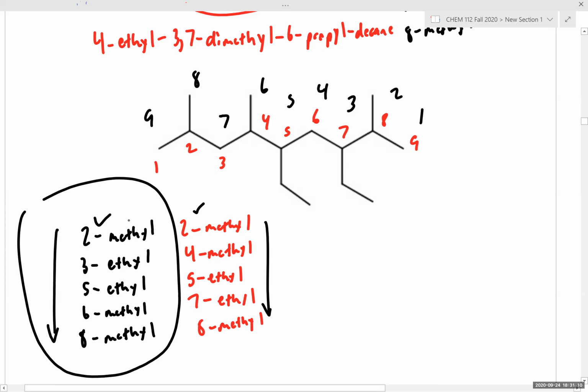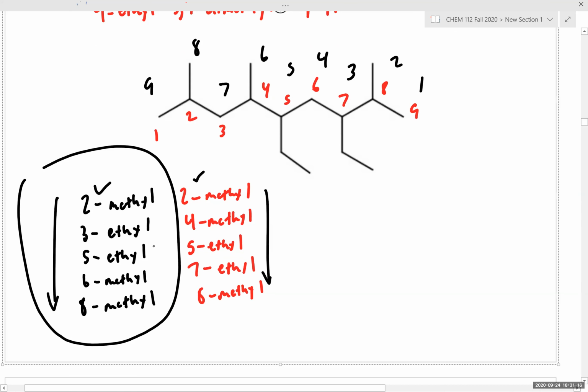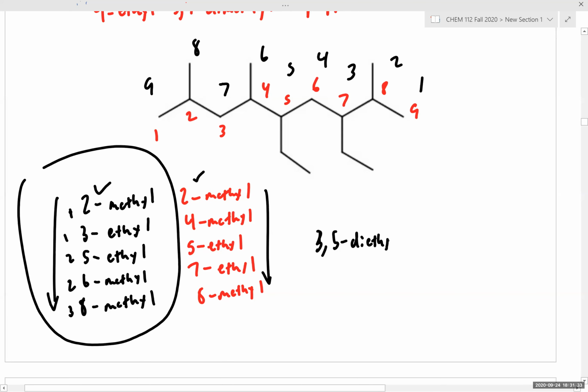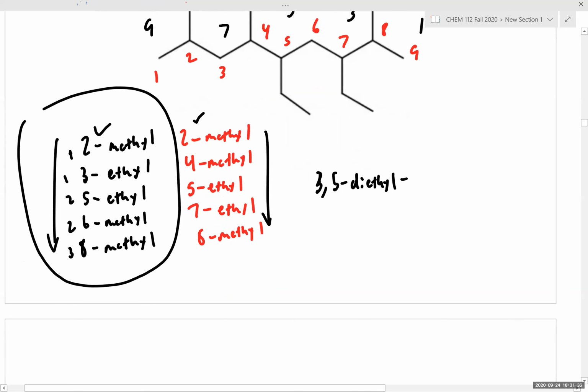So since we have 3 methyls and 2 ethyls, we'd call this 3,5-diethyl-2,6,8-trimethyl nonane. There we go.